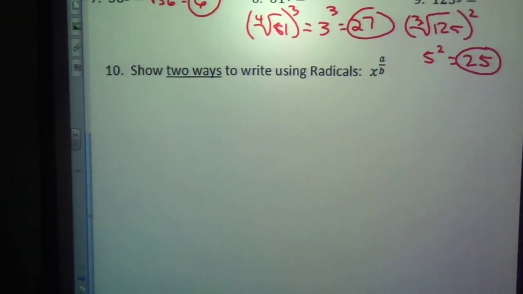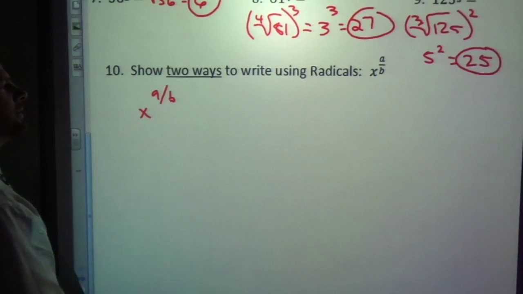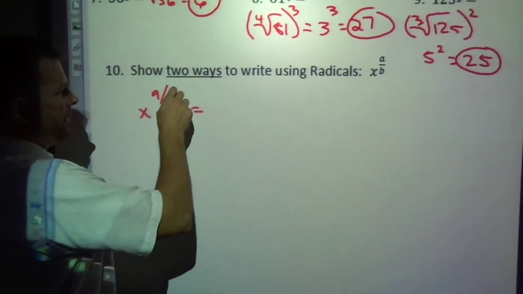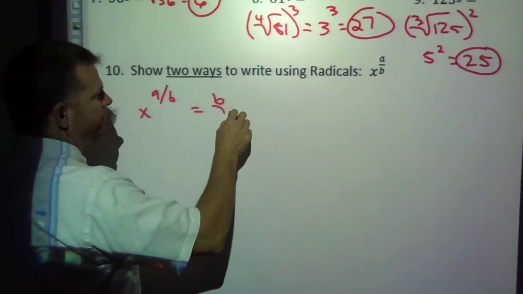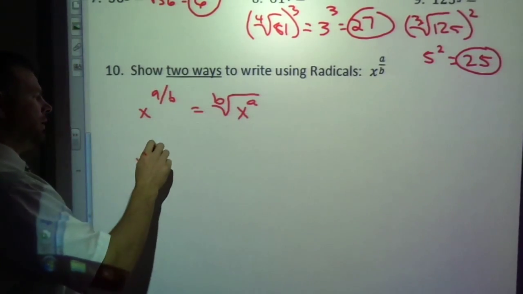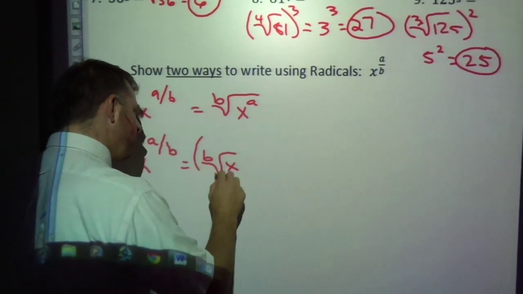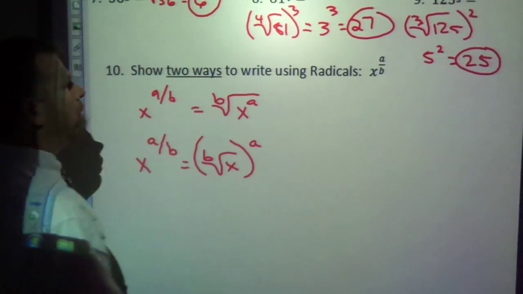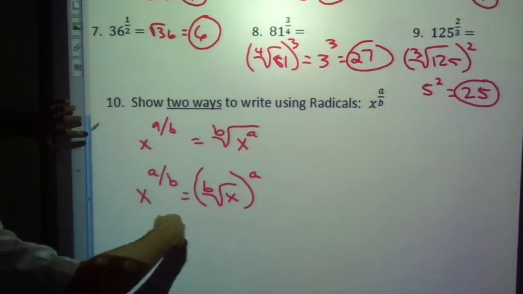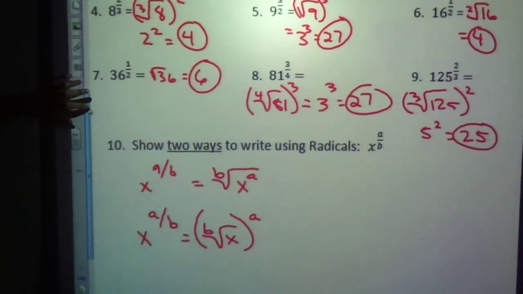Now, from your notes, how can you write this in 2 different ways using radicals? X to the a over b power. The bottom number is the root, so the b root of x, you could write it to the a, or we could write it the b root of x with parentheses to the a. Almost all of the problems in this section, I used this formula, the second one, where I did the root first and then I did the exponent.